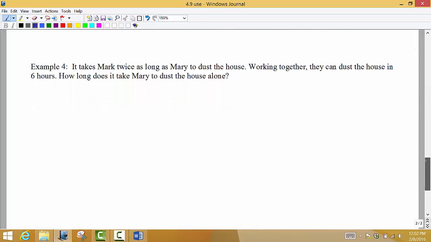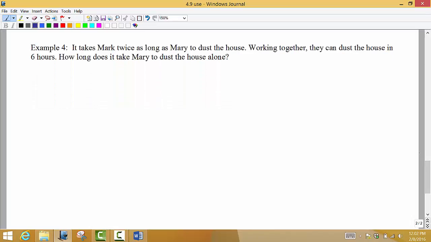All right, in our last example here, we're told that it takes Mark twice as long as Mary to dust the house. So I'm going to go ahead and just start writing Mark and Mary. And working together, they can dust the house in 6 hours. So here's my together time. How long does it take Mary to dust the house alone?